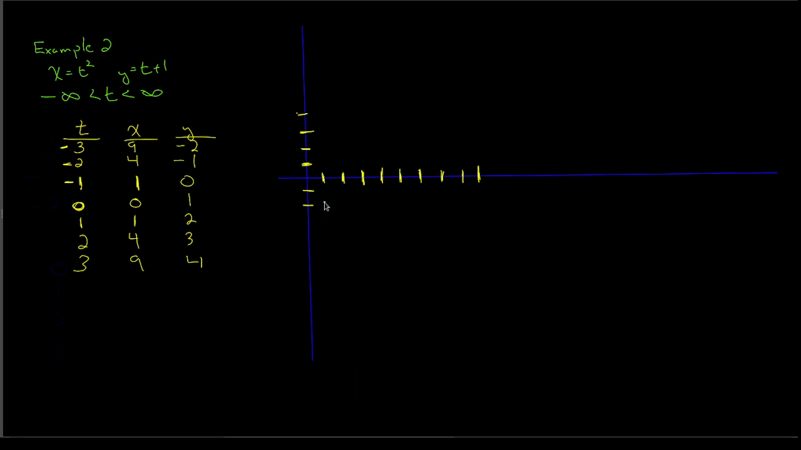So 9, negative 2. So there's 9 for x. There's negative 2. 4, negative 1. 1, 2, 3, 4. Negative 1. 1 and 0. 0 and 1. 1 and 2. 4 and 3. And 9 and positive 4.